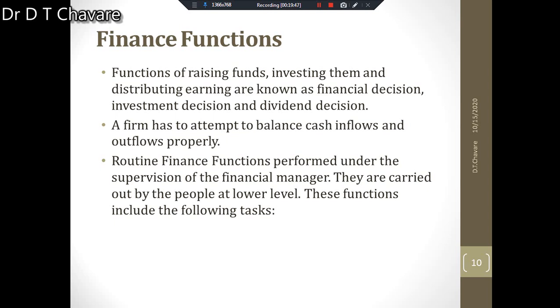Then a firm has to attempt to balance cash inflows and cash outflows properly. It means that there should be balance between cash inflow and cash outflow. Then the next function we have to understand is routine finance functions performed under the supervision of the financial manager. They are carried out by the people at a lower level. These functions include the following tasks.